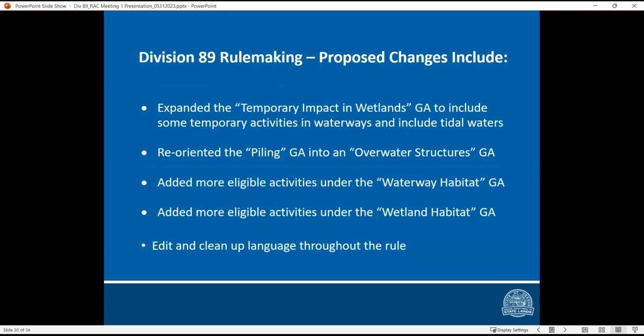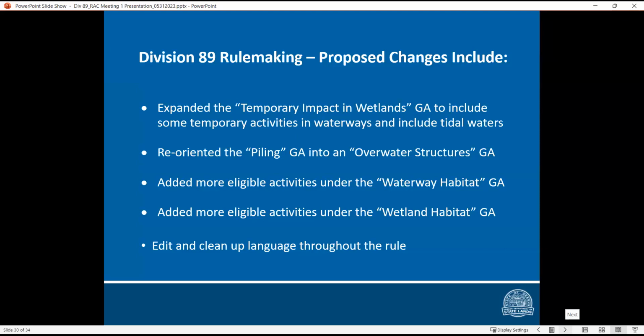We've expanded the temporary impact in wetlands GA, also proposing to allow some temporary activities in waterways and to include tidal waterways as well. We're proposing to reorient our piling GA into an overwater structures GA. One of the things we've come to learn in running these GAs is that while the driving of piling certainly has effects to the waterway, the bigger long-term effect is really what's attached to the piling. What is the nature of that thing that is attached to the piling? So we've reoriented the GA to focus more on the dock itself.